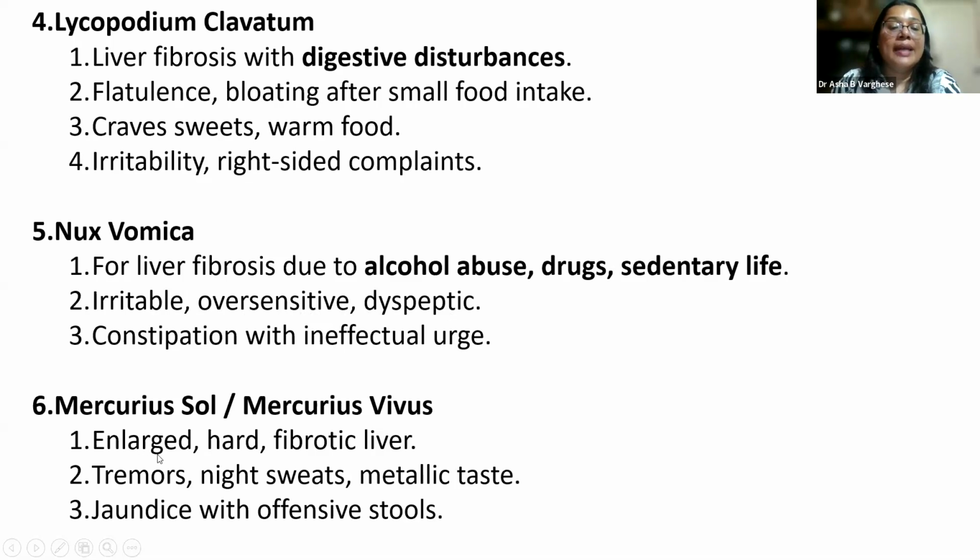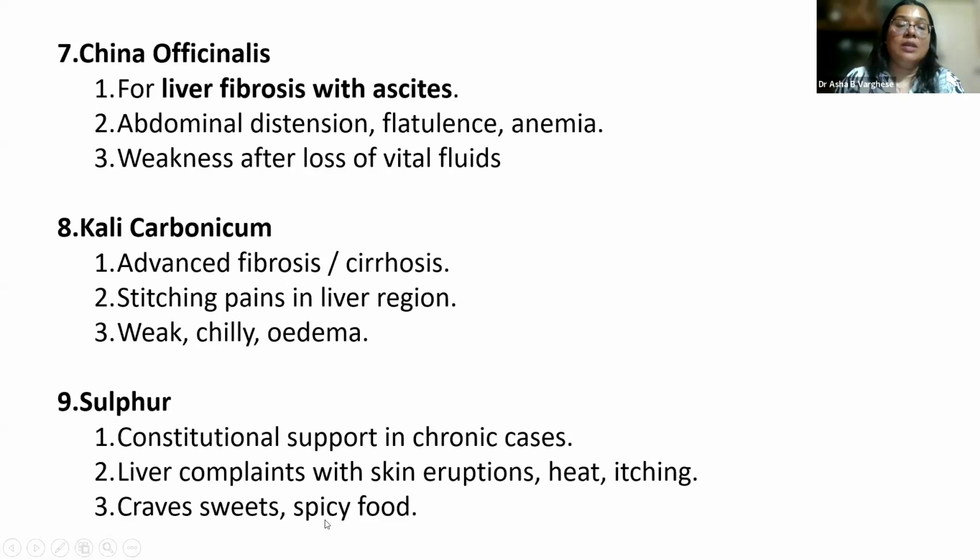Merxol: enlarged hard fibrotic liver, tremors, night sweat, metallic taste, increased salivation. Jaundice with offensive stools. Merxol will always have offensiveness in the stools. China officinalis, again like Cardamure, this is used more often for liver fibrosis with ascites, more going towards cirrhosis. Abdominal distension, flatulence, anemia, weakness after loss of vital fluid.